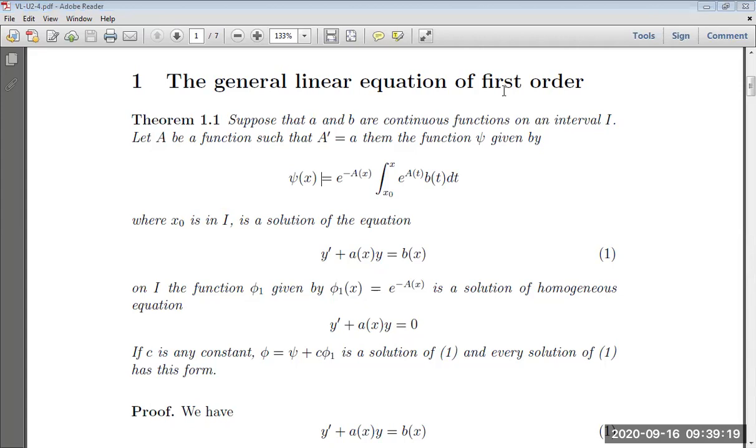So let me annotate for why it is not working today also. So let us see whether it is working or not. Still it is not working.